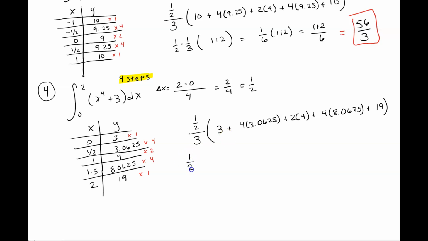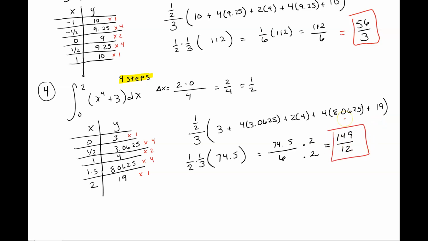And what do we get? We get 1/2 times 1/3, and then the sum of all of this right there. The sum of all that is 74.5. So we end up with 74.5 over 6. And so I'm just going to basically double everything, so multiply by 2, because that'll get rid of my half for me. Then I end up with 149, not 19, 149 out of 12. And that right there is the reduced fraction for this answer.